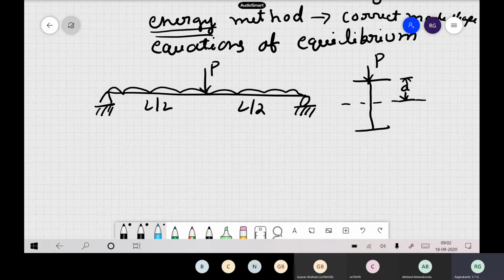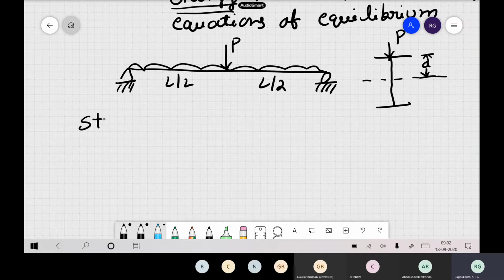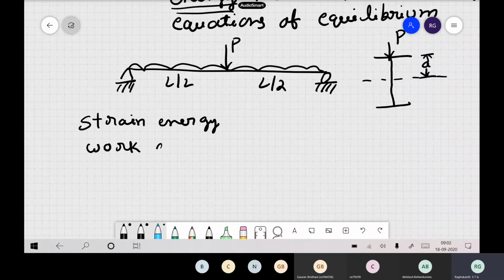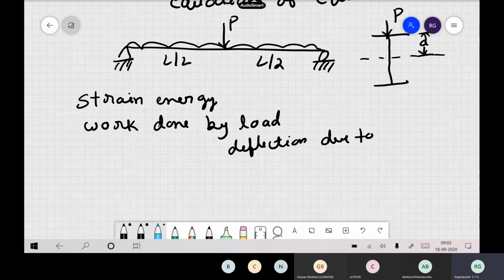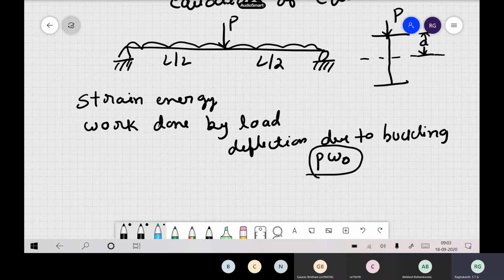So how do we solve these types of problems? As I already told you, the strain energy is going to remain the same. The strain energy is very easy to calculate in all the problems. But when you come to the work done by the load, there are several ways. One is you calculate the deflection under the load P, the deflection due to buckling, like in the previous class. Then you multiply P times w naught, and you will get the work done by your load itself.